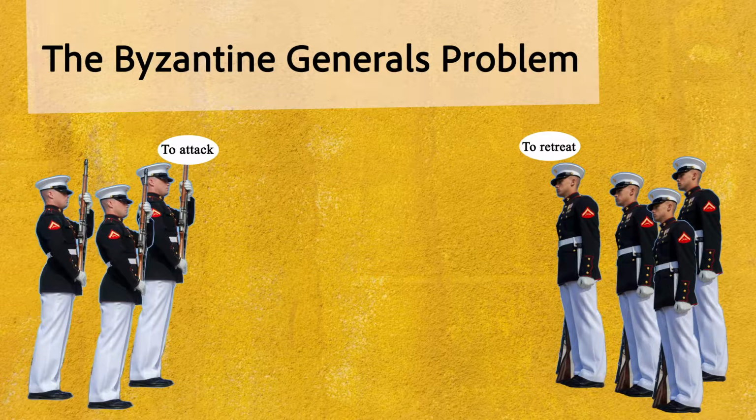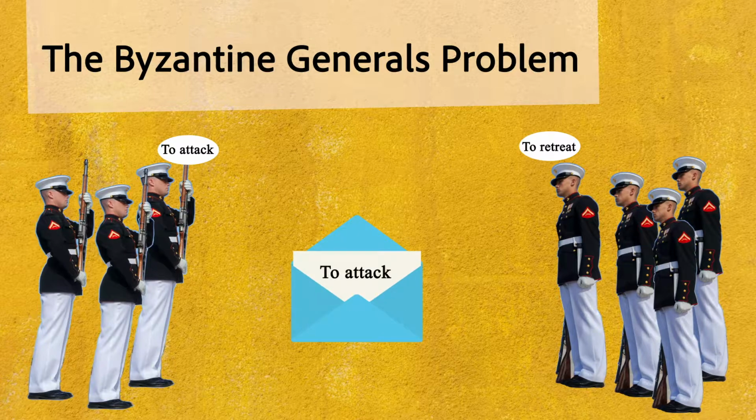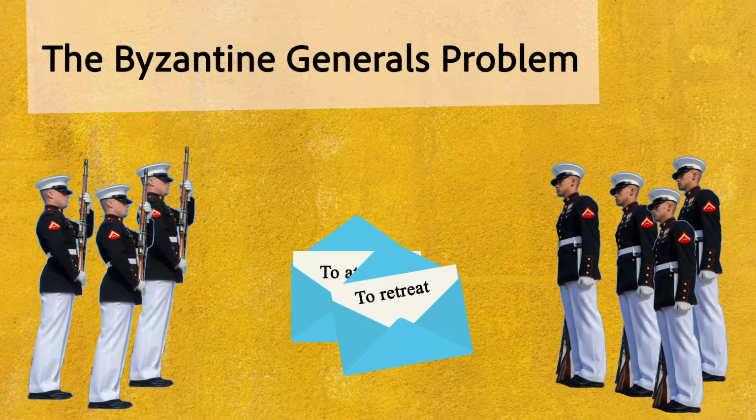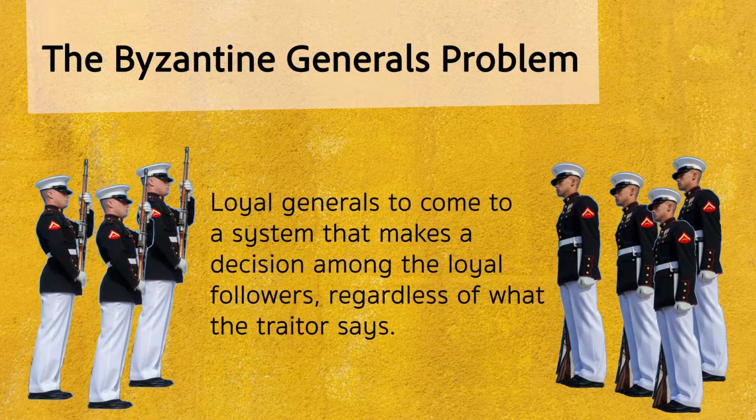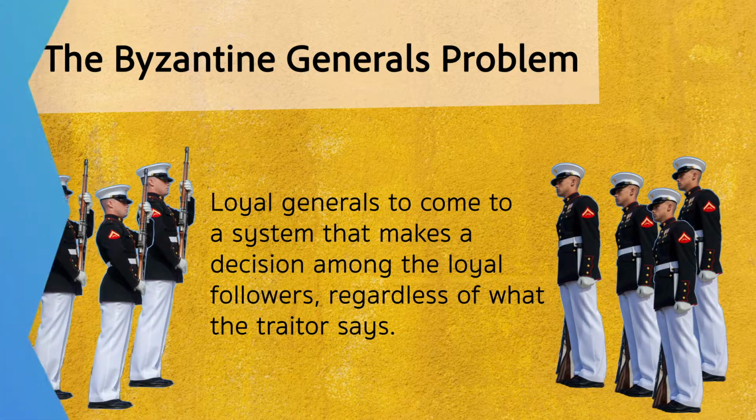If 3 generals vote to attack, the traitor will send them a message that he votes to attack. The other 3 generals that voted to retreat would receive a message from the traitor to retreat. This will result in defeat for half of the army. This is because both factions were sent false information. In this situation, the key is for the loyal generals to come to a system that makes a decision among the loyal followers, regardless of what a traitor may say.